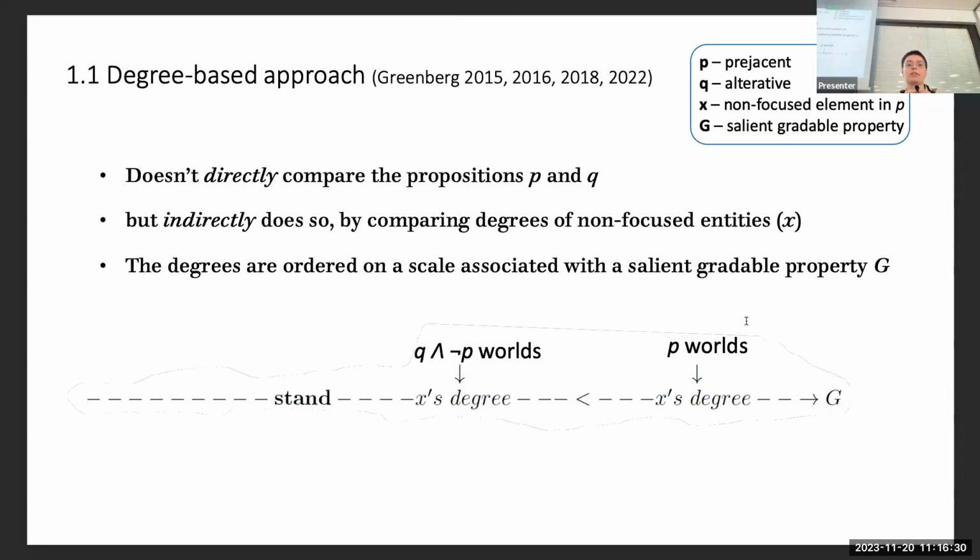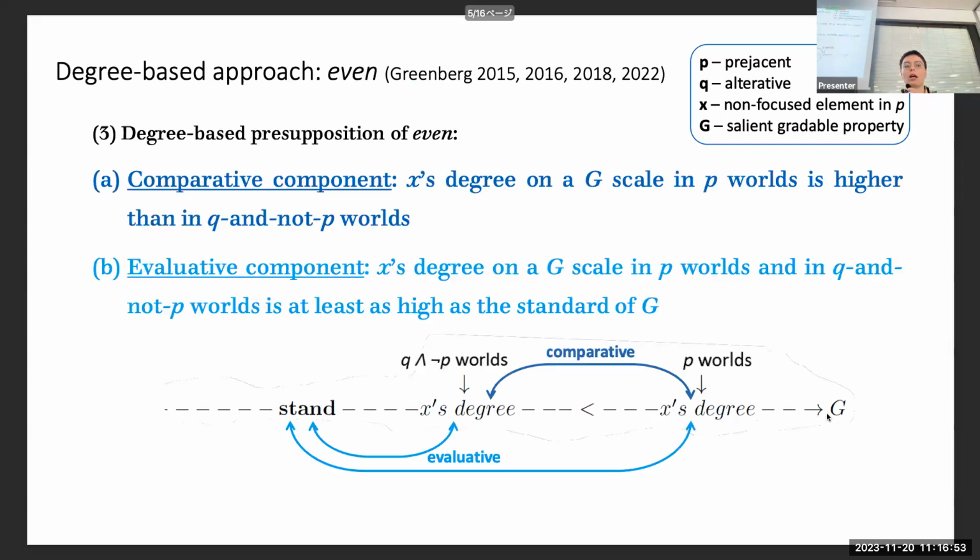The main point of this approach is that it doesn't directly compare the propositions P and Q as likelihood does, but it indirectly does so by comparing the degrees of non-focused entities, X, on the scale. And the degrees of X are ordered on the scale, which is associated with the salient gradable property G. How does it apply to "even"?